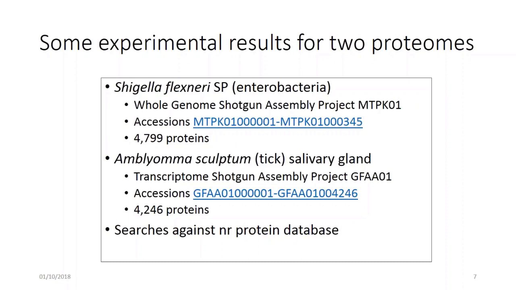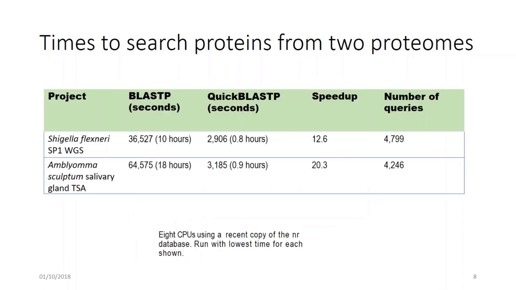This is a whole genome shotgun assembly project. And another kind of proteome, this is from a transcriptome shotgun assembly project. This is for a tick, Amblyomma sculptum, and 4,246 proteins. Basically, they did searches comparing those against NR, and they got some very useful information out of that about how BLASTP and kblastp perform. Kblastp is the name for the standalone program that corresponds to QuickBLAST.